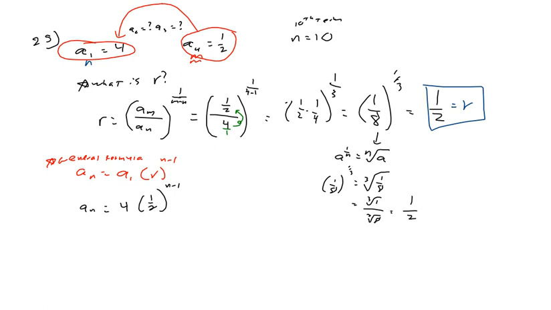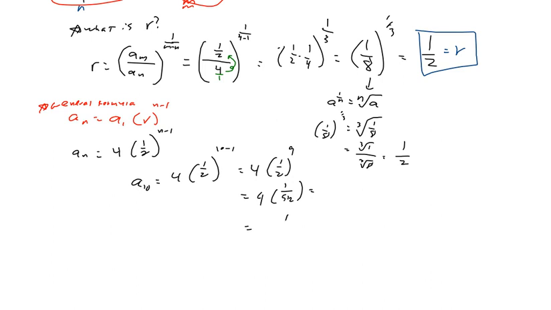And if I want the 10th term, okay, well, I'm going to plug in the 10. 4 times 1/2 to the 10 minus 1, which is 4 times 1/2 to the power of 9. Plug this into a calculator. You're going to get, let's see, 4 times 1 over 2 to the power of 9 is going to be 4 over 512. It'll be 1 over 128. Equals 1 over 128. And that is a sub 10. That is our 10th term. That's what we wanted to find.